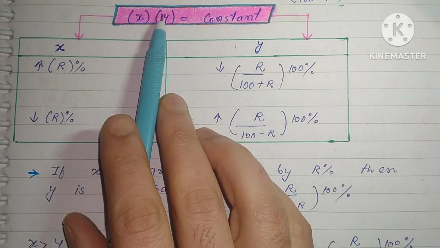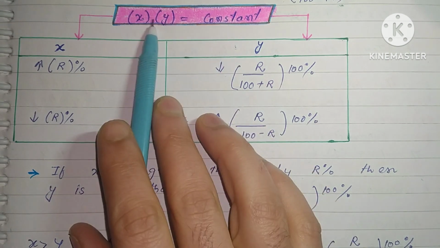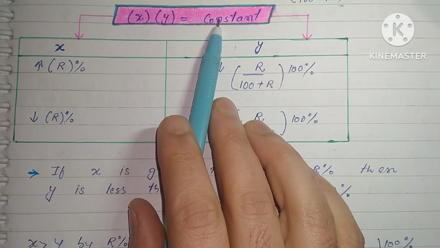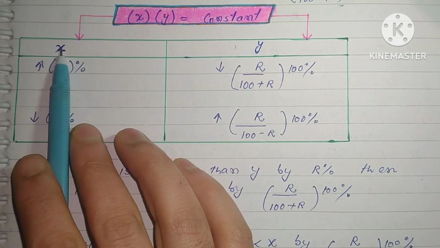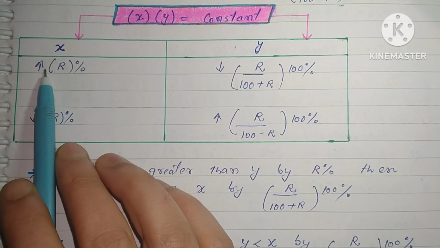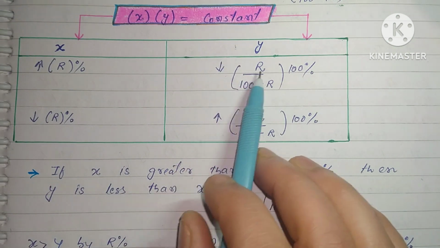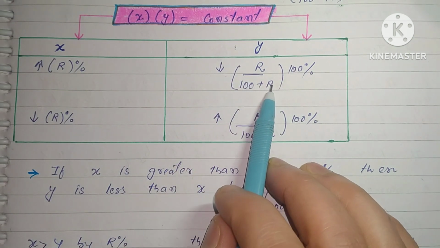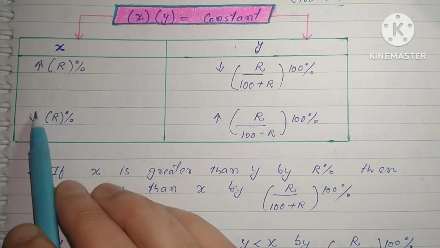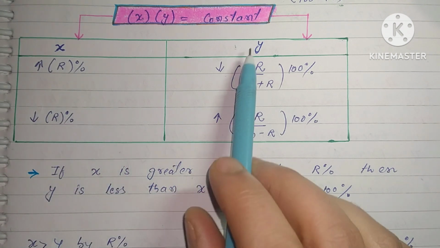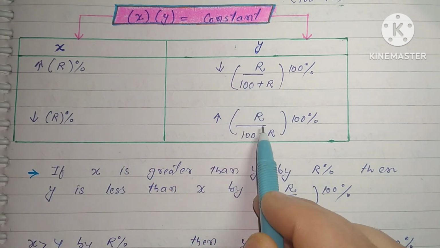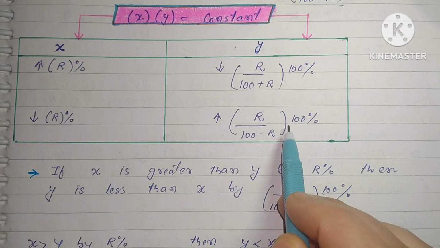That is xy, x into y is constant. It is the basic equation of square hyperbola. Here the parameter x, here is parameter y. If parameter x has to increase by r%, then y has to decrease by r divided by 100 plus r%. If parameter x decreases by r%, then parameter y has to increase by r divided by 100 minus r%.